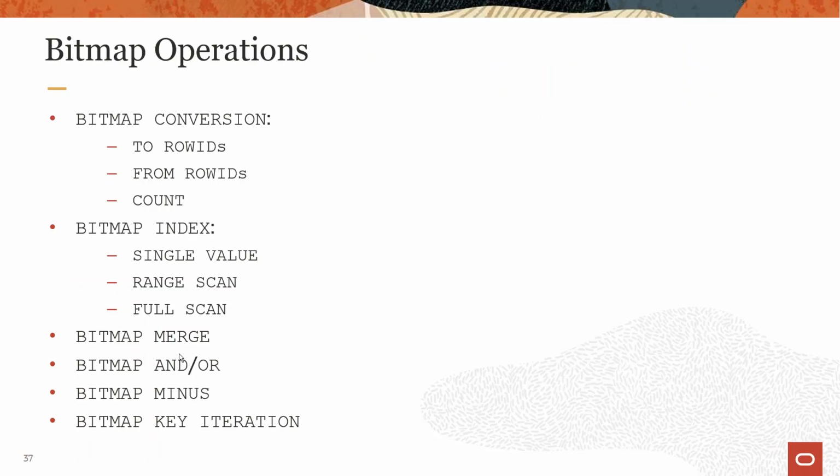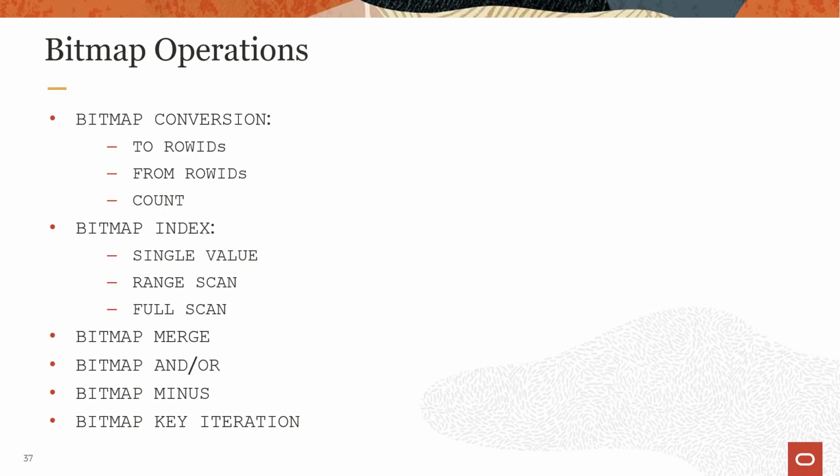Now, on this slide, you will see a summary of all possible bitmap operations. You have bitmap conversion to row IDs, from row IDs, the count bitmap conversion. You have bitmap index single value, range scan, full scan. You have the bitmap merge, the bitmap AND OR. This slide summarizes all possible bitmap operations and their sub-operations. You have the bitmap operations: bitmap conversion, bitmap index, bitmap merge, bitmap AND OR, bitmap minus, and bitmap key iteration.